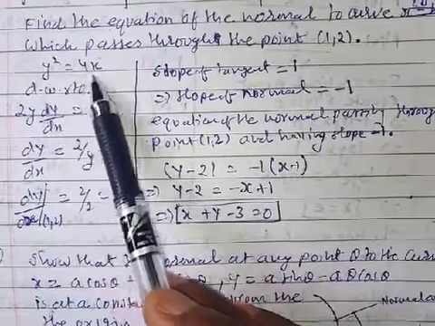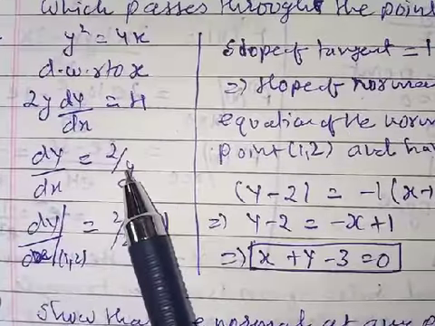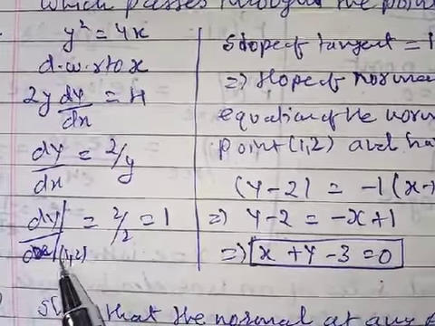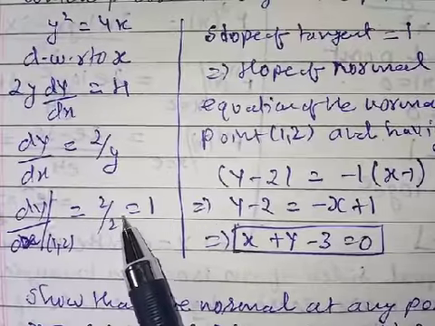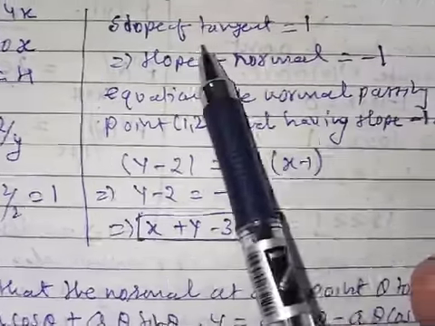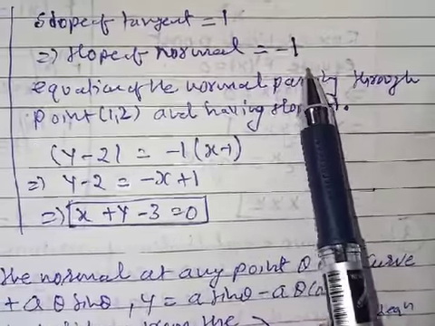So y square is equal to 4x, derivative with respect to x: dy by dx is 2 upon y. At which point are we checking? At the point (1, 2). So x is not there, only y, so y is equal to 2. So 2 by 2 is 1. So the slope of the tangent is 1, which implies the slope of the normal is minus 1.